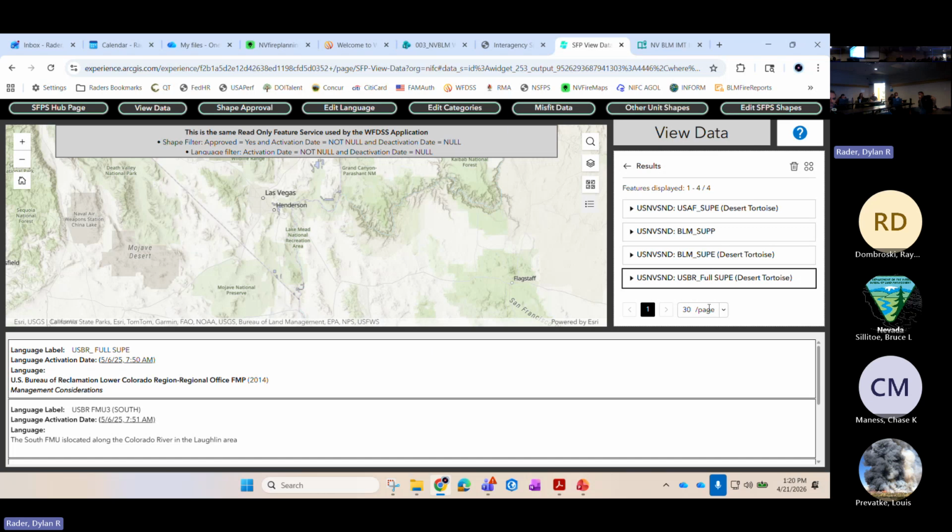I know one thing I did for Elko, and it may be different here, but we had it so there was one block of text with all the information that we needed associated with each layer. That's something we could always think about.